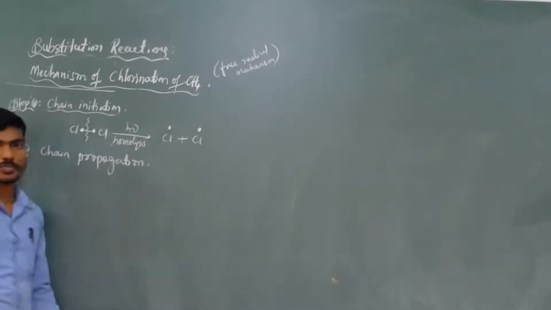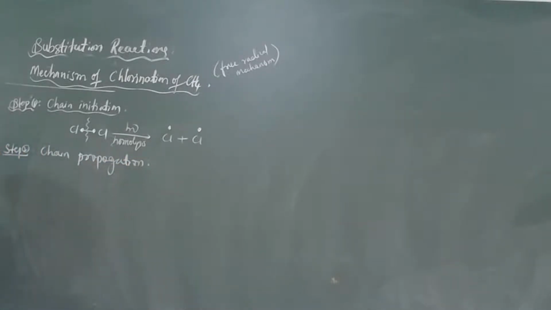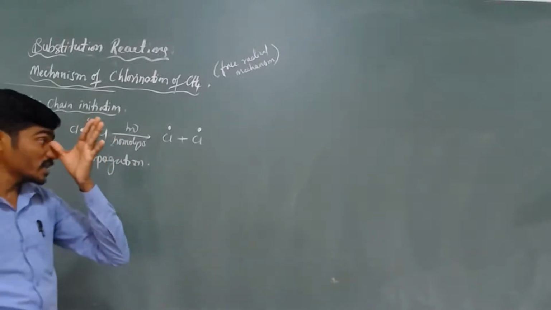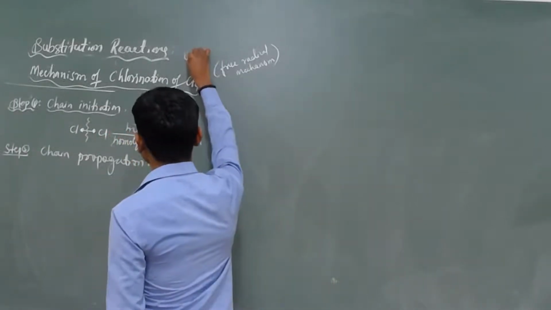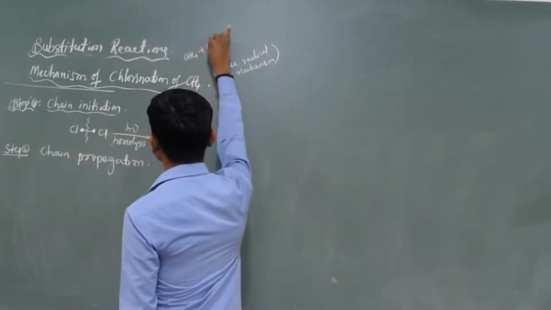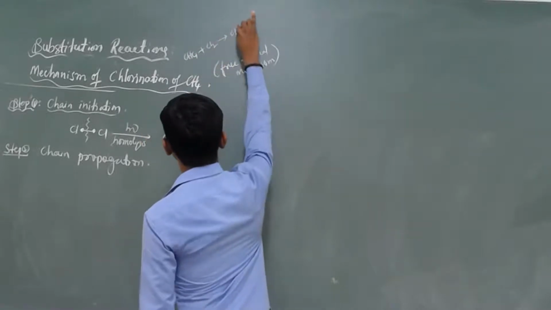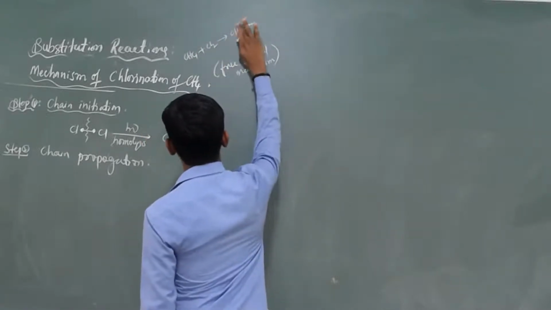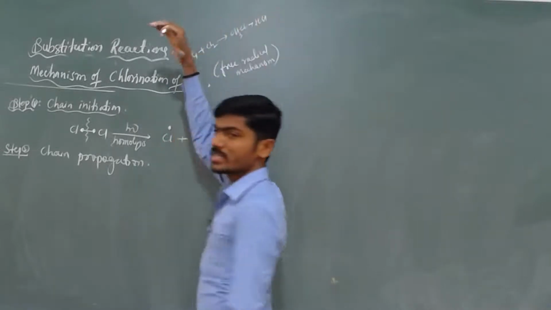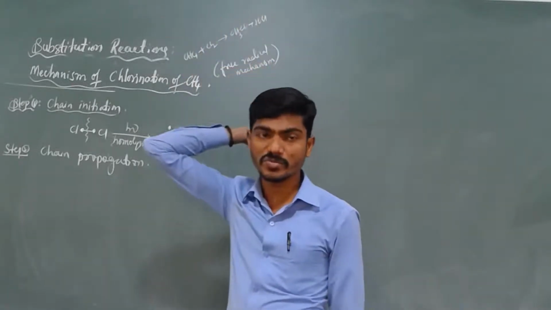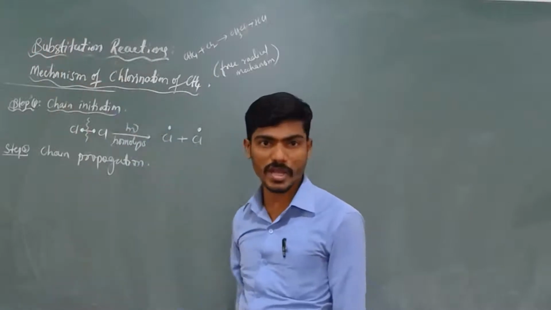Chain initiation, propagation. Now, in this chain propagation reaction, the reactions will continue. Which reactant have we taken? Chlorination of methane. The general mechanism you have already written. CH4 plus Cl2 gives rise to CH3Cl plus HCl, or simply CCl4 plus 4HCl you can write. That is the overall reaction.